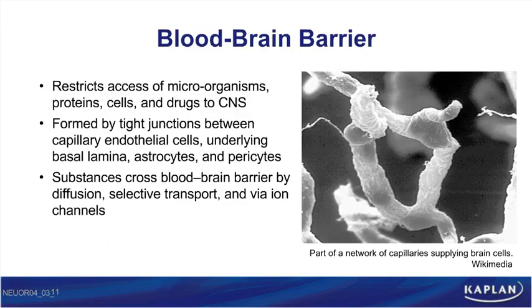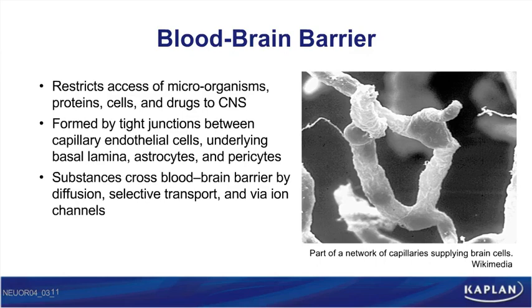Before discussing the central nervous system by regions, let's briefly discuss how the central nervous system maintains biochemical integrity by way of the blood-brain barrier and the blood-CSF barrier. This barrier restricts access of microorganisms, proteins, cells, and drugs to the central nervous system. The blood-brain barrier consists of capillary endothelial cells and the tight junctions between them, which are the most important elements of the barrier. Yet the barrier also includes the underlying basal lamina, astrocytes, and pericytes.